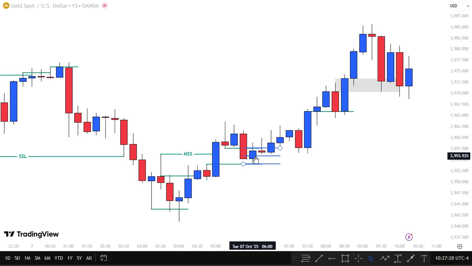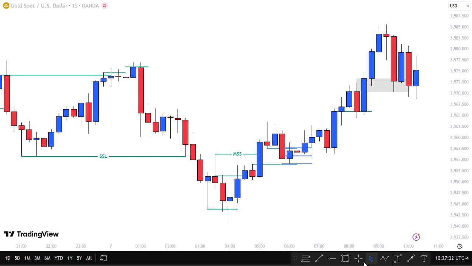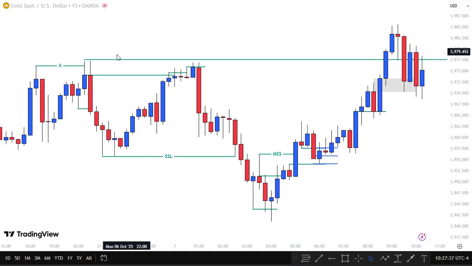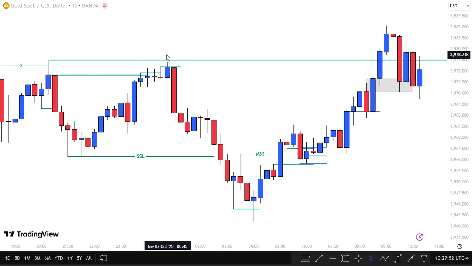So from here, stop loss 50 pips down, then the target, the take profit: we had a pool of buy side liquidity resting just above here. We had equal highs, then we had these two relatively equal highs. So you can clearly see that we had a lot of buy side liquidity resting above this point.